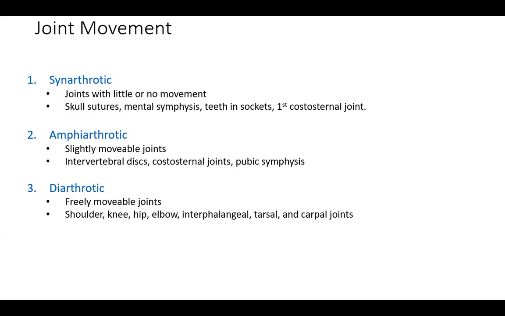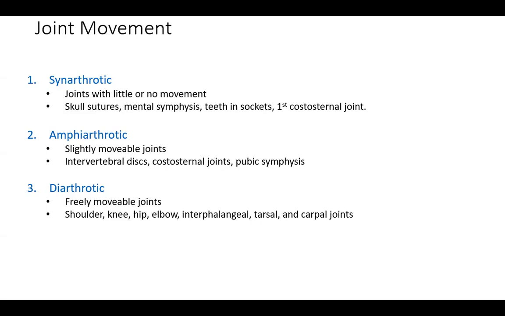Our pubic symphysis, the structure where the two pubic bones come together in the front of the pelvic girdle, is a slightly movable joint. The pubic symphysis has to have a certain amount of give because it absorbs shock that comes up our legs. Those are all slightly movable joints.